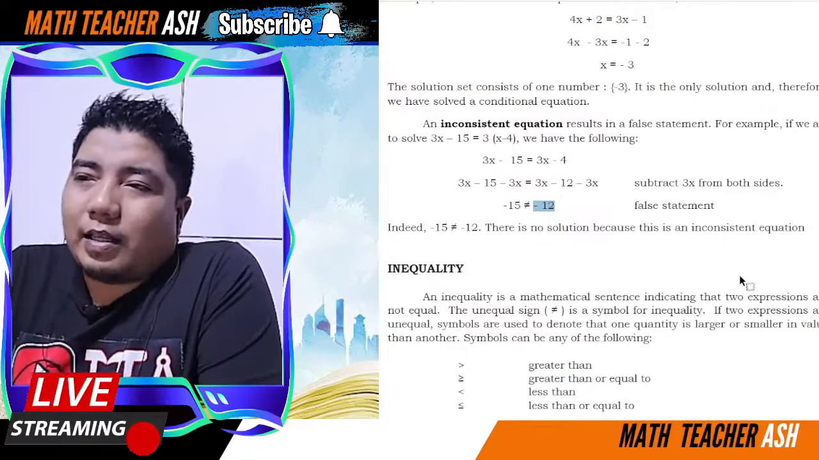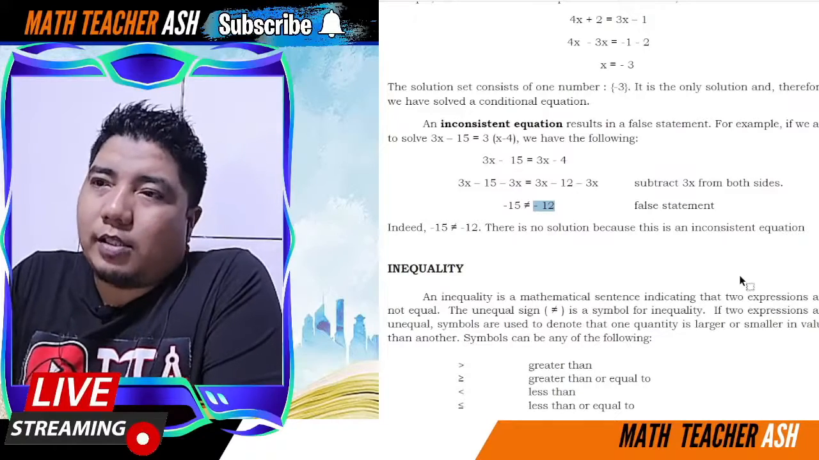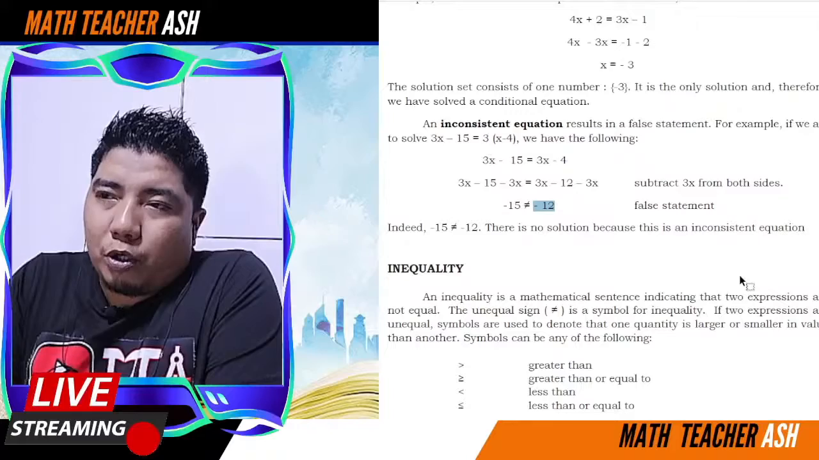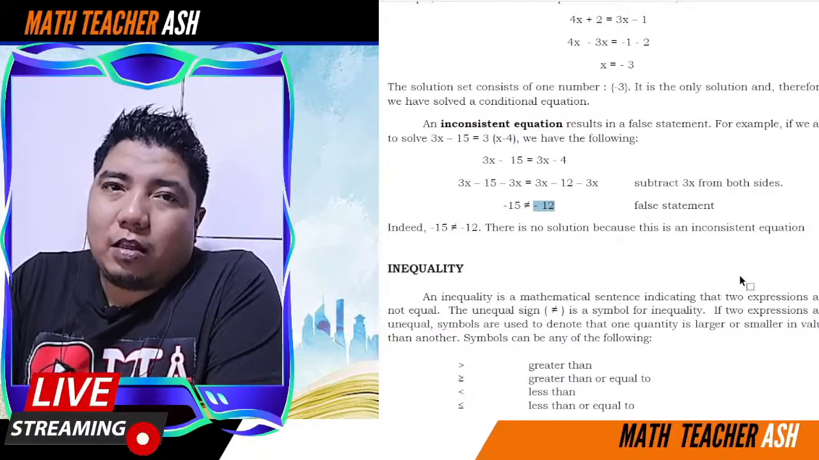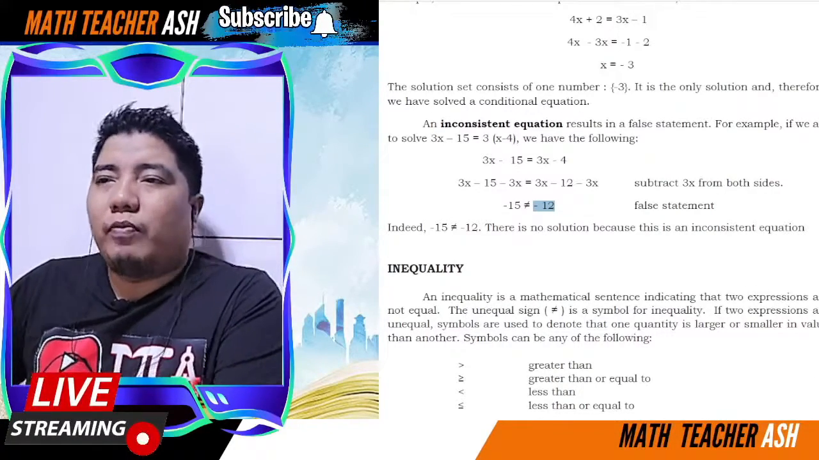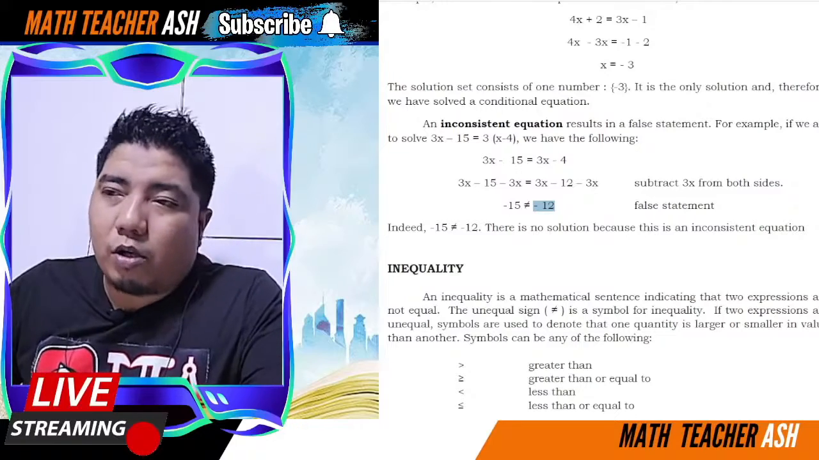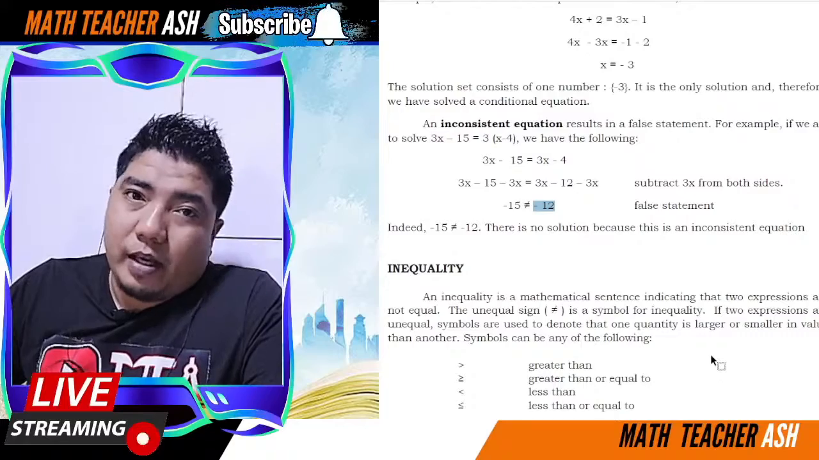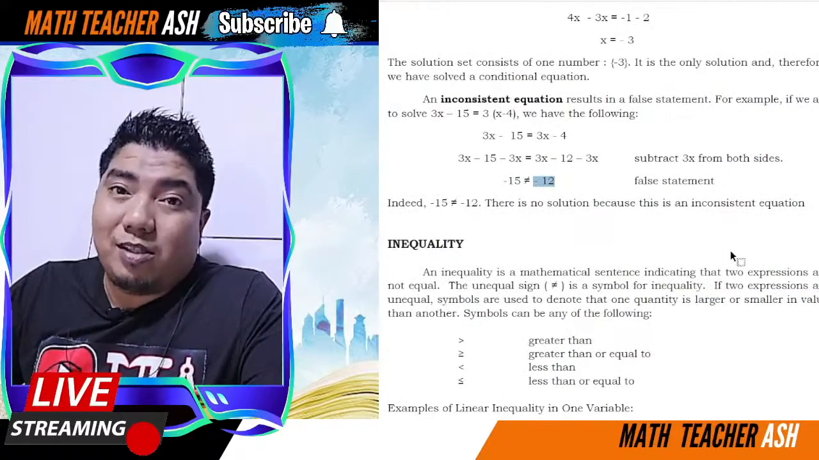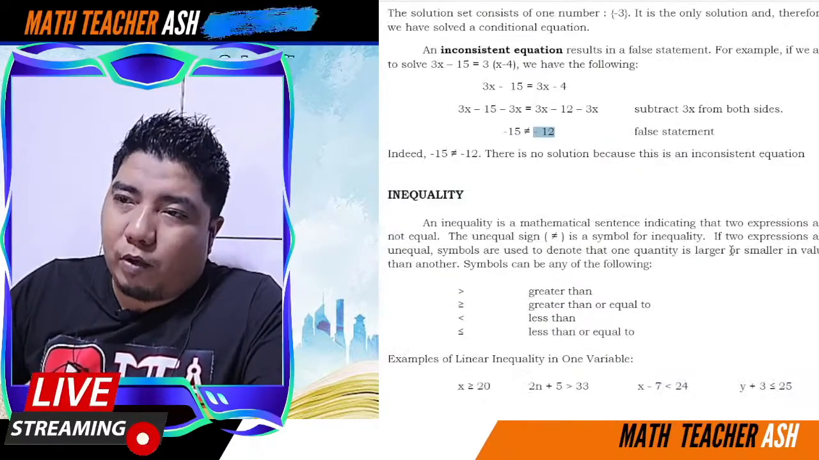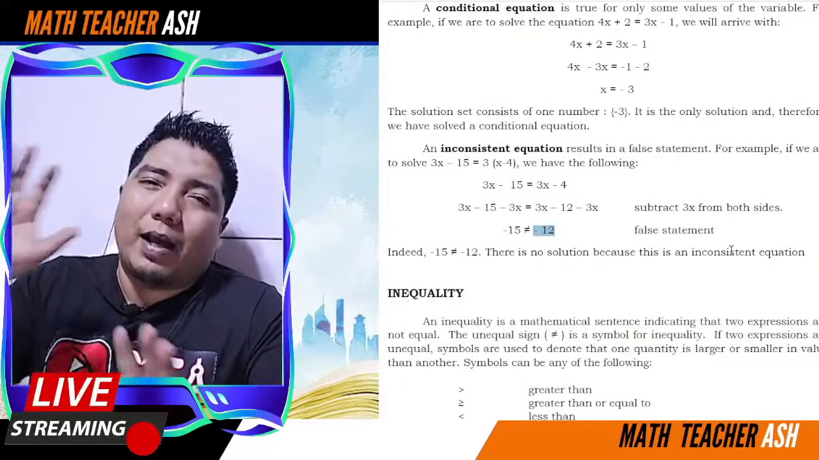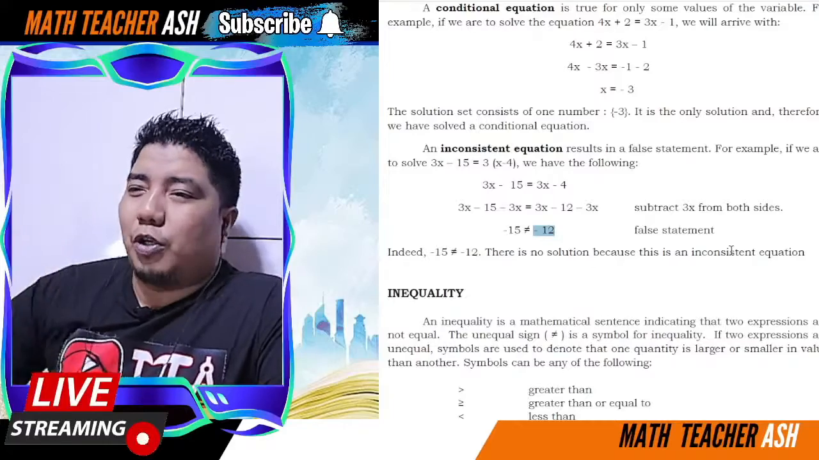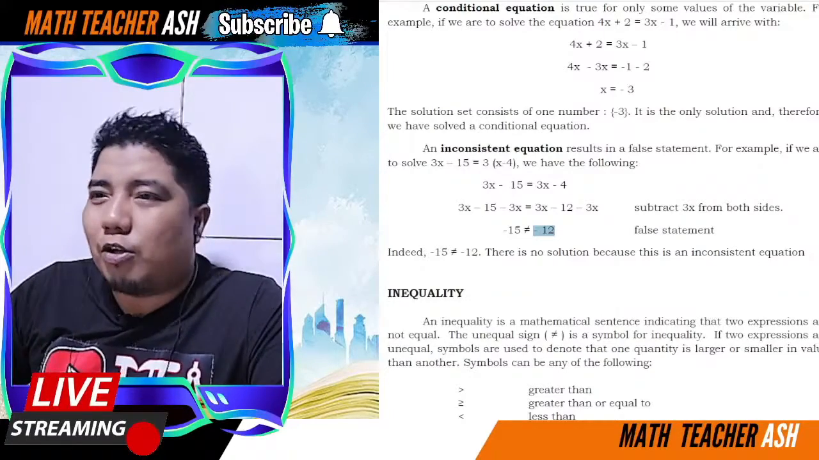Okay, so in that case, this is known as the inconsistent equation, meaning when you solve or when you simplify the equation, ma-delete or ma-eliminate yung variable, giving you just constant values, and then when you equate those constant values, the solution is inconsistent, hindi correct, or the statement is false. Okay, so yun ang tatlong different types of equations. Okay, my dear math learners, I hope klaro yun sa inyo.